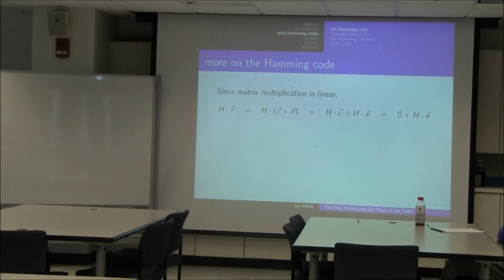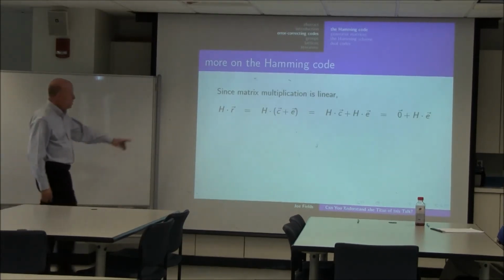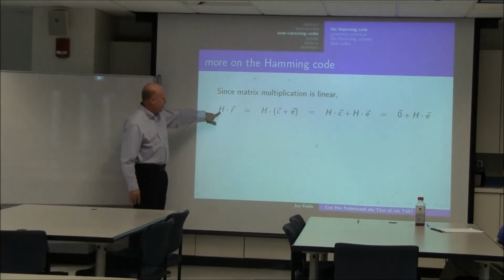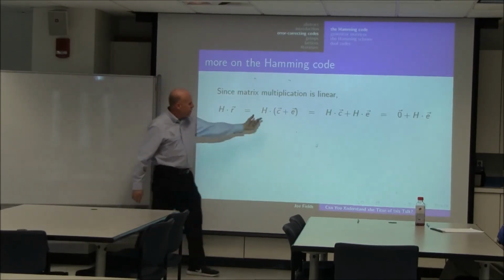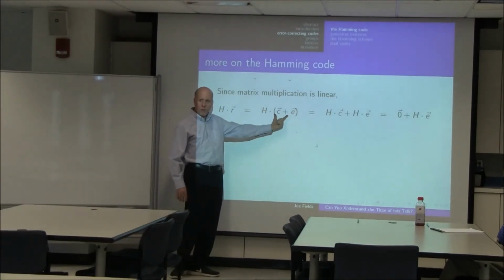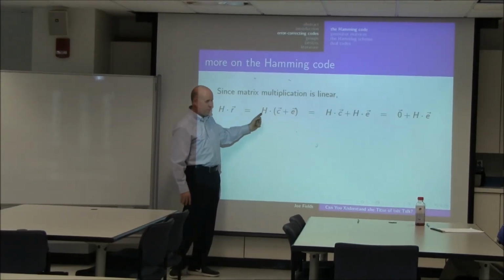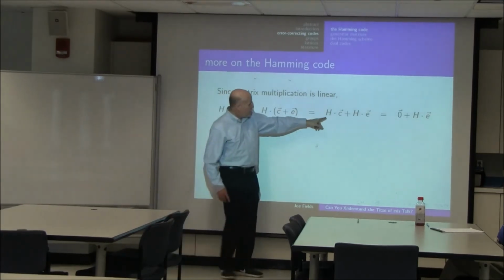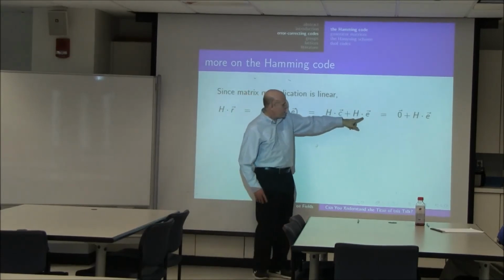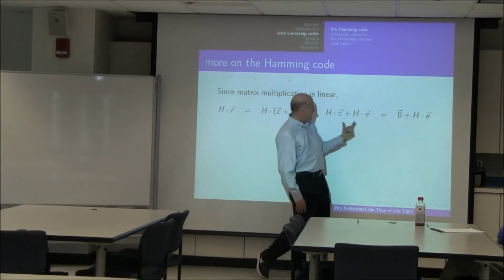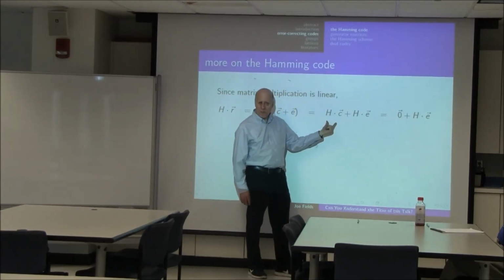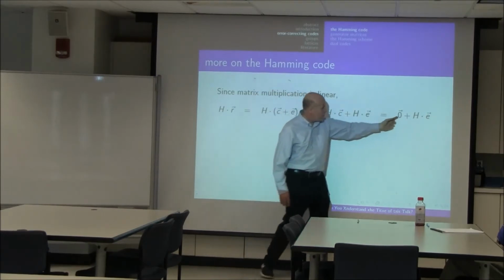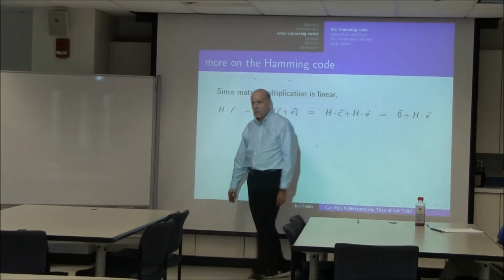So, quick computation with matrices. Think about multiplying your H, the matrix I just did, times a received vector. But the received vector is really a code word plus some error vector. And matrix multiplication of a matrix times a sum of 2 vectors distributes. So you get H times the code word plus H times the error. But H times the code word is, by definition, 0. So this part's 0, and that part's H times the error vector.